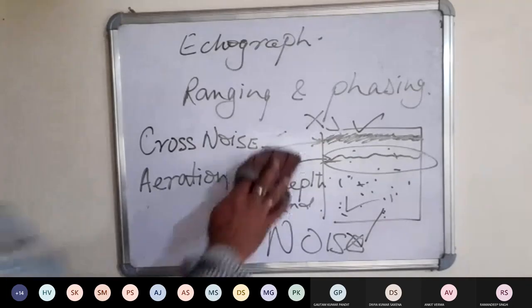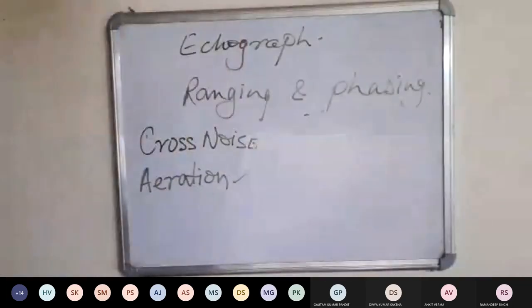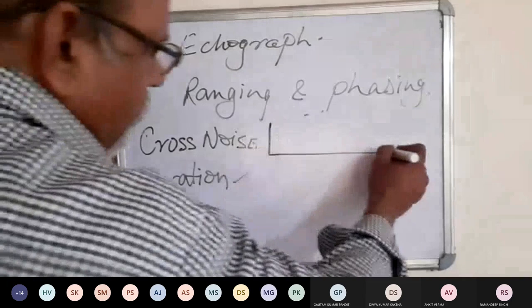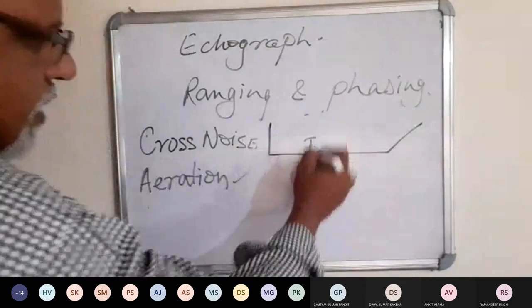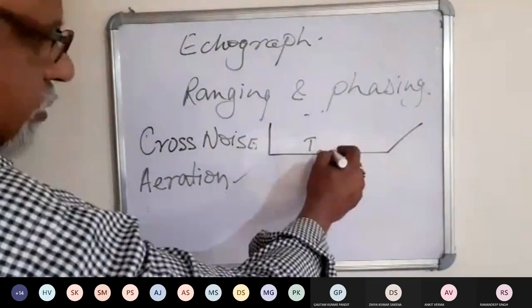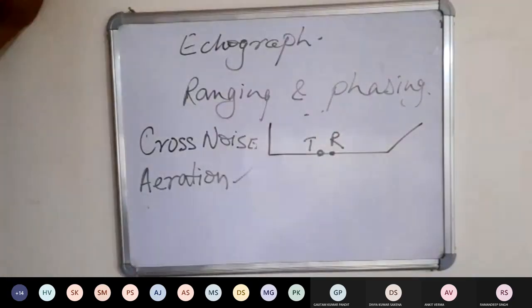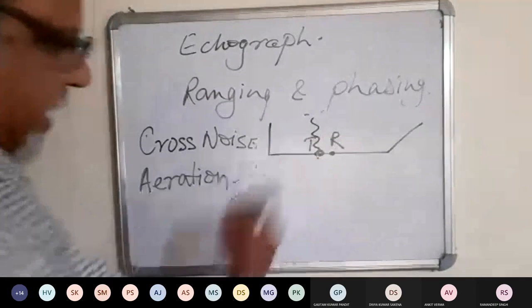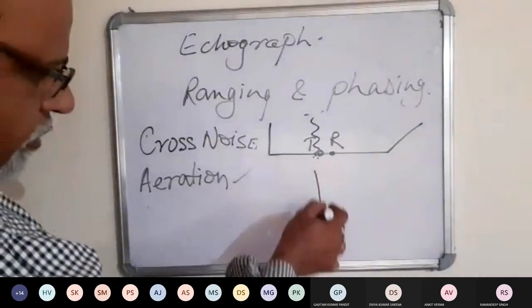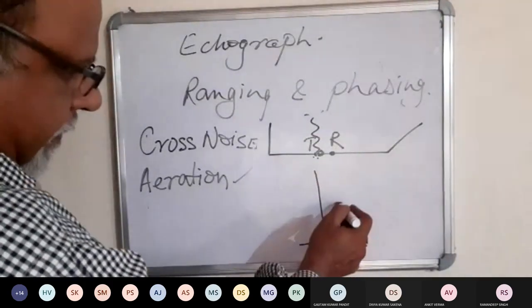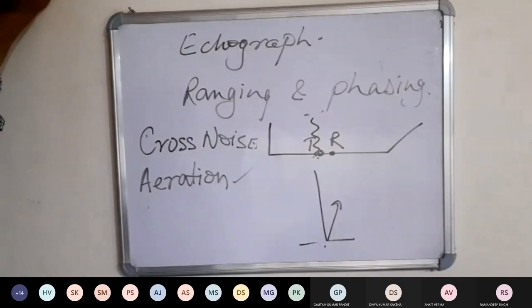How come? कैसे होता है? So we know that there is a transducer for transmission, there is a transducer for reception. Sometimes same, but sometimes separate. When two transducers are used, one for transmission, one for reception, the signal is transmitted from here. The signal should go down, hit the seabed, and come back as reflected energy.